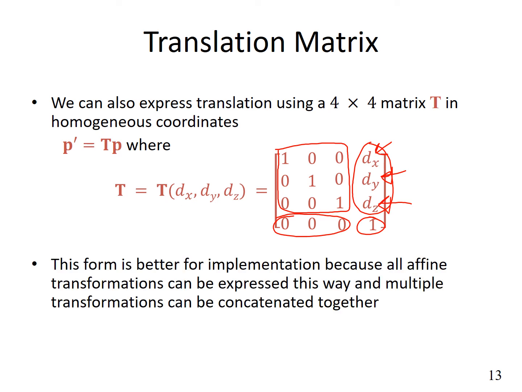This form is better for implementation because all affine transformations can be expressed this way and multiple transformations can be concatenated together. We'll see concatenation later. But notice that whether we are doing rotation or translation or a combination of rotations and translations, we always use a 4x4 transformation matrix.